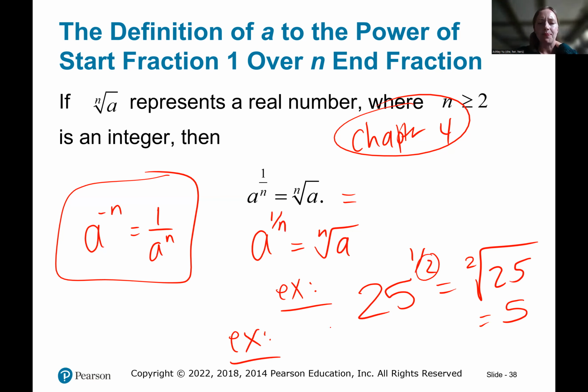And what else? Let's say you have 8 to the 1/3 power. That means 8 is in a root and the index is 3 now because the denominator is 3.